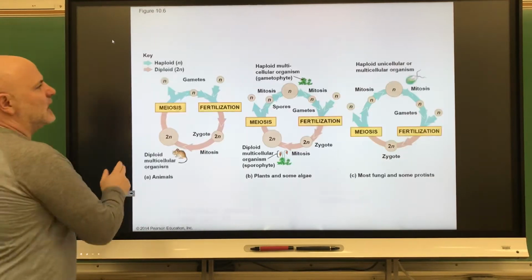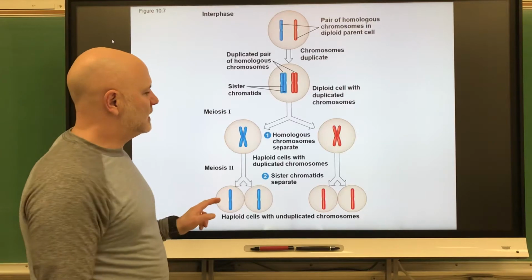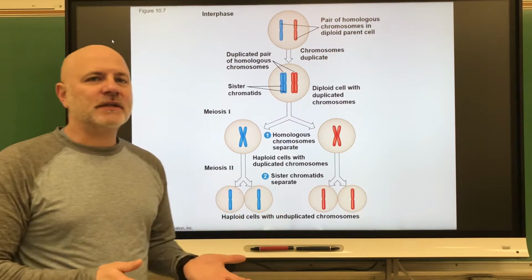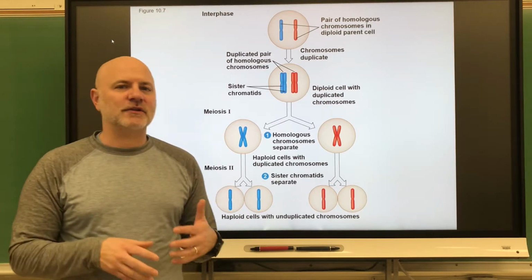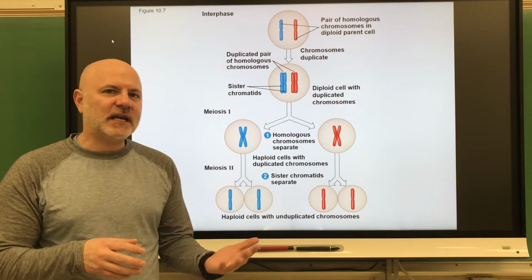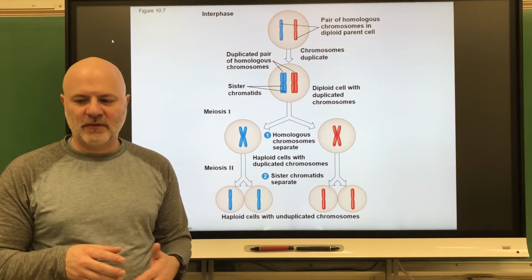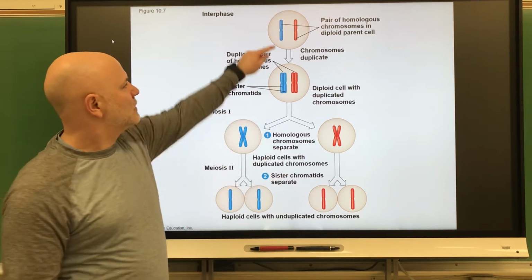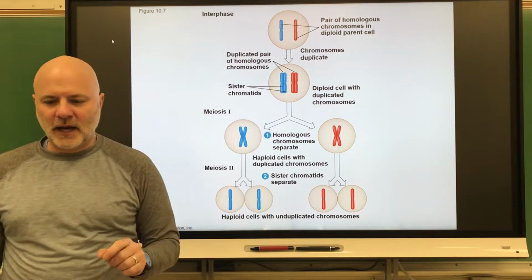All right, so let's take a look at the steps in meiosis. Now, meiosis, just like mitosis, is going to start off with duplicated chromosomes. So the DNA has already made a copy of itself. So those duplicated chromosomes in this X shape, all right?